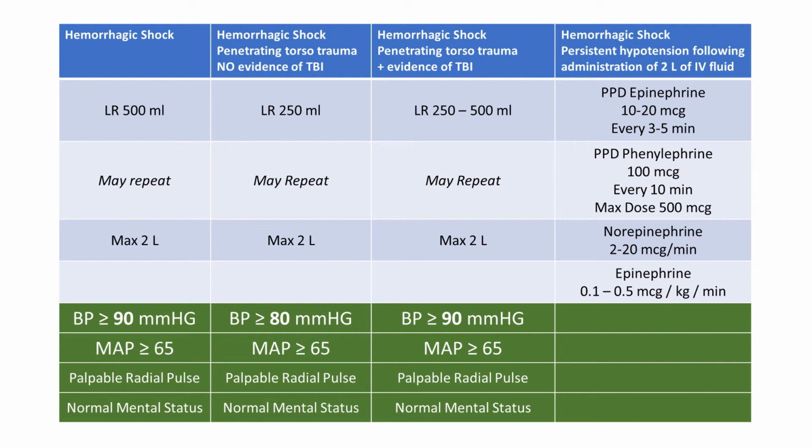For hemorrhagic shock, which is persistent hypotension following administration of 2 liters of IV fluid, you may administer either push-dose epinephrine or phenylephrine, or infused norepinephrine 2 to 20 micrograms per minute, or epinephrine 0.1 to 0.5 micrograms per kilogram per minute.